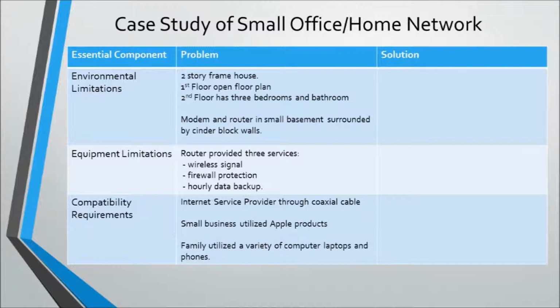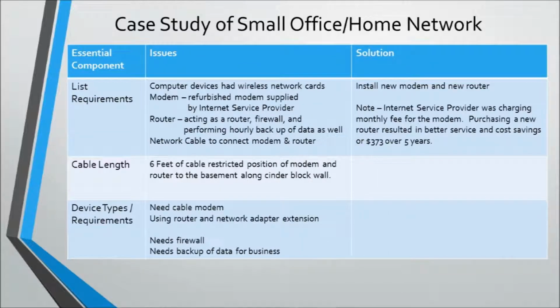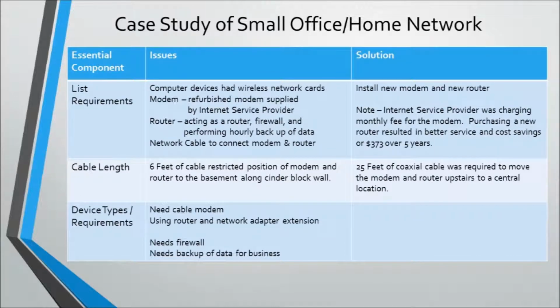Let's take a look. This network needed a new modem and a new dedicated router. Note, the internet service provider was charging a monthly fee for the modem. Purchasing a new router resulted in better service and a cost savings of over $373 over 5 years. 25 feet of coaxial cable was required to move the modem and router upstairs to a central location.